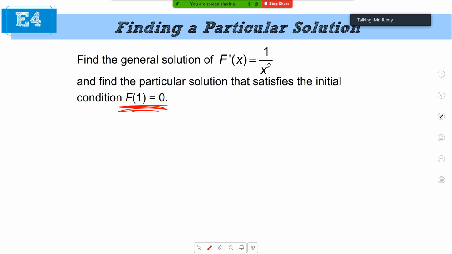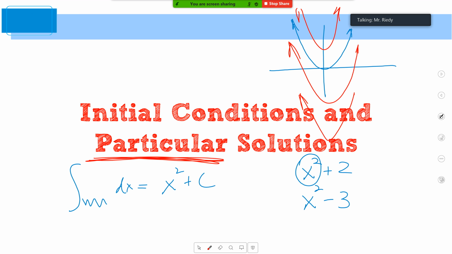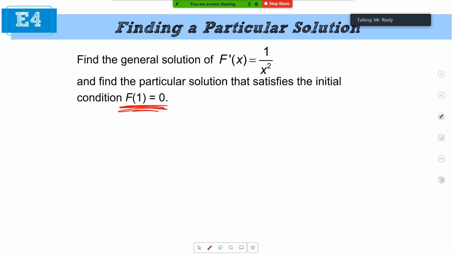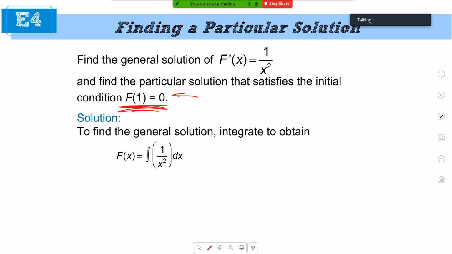And in fact, if I go back to all these parabolas, I want the parabola that passes through a particular point. Okay? And in the example I have here, I want the function, they're not parabolas now, but I want the function that passes through the point (1, 0). Of those infinite number of functions I have stacked up on top of each other, which one goes through (1, 0) is what I'm asking. Okay? So how do we do that?